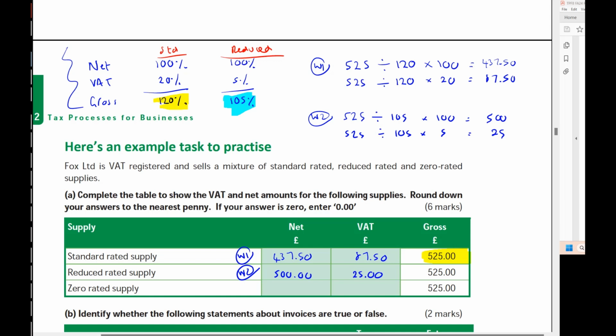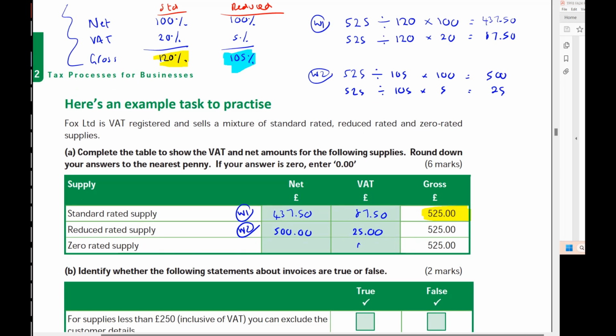Okay. Then the next one then says 0 rated. 0 rated means no VAT is added. So the VAT content is 0. So that must mean the net is 525. So that's arguably the easiest of all those 3. And that's 6 marks.